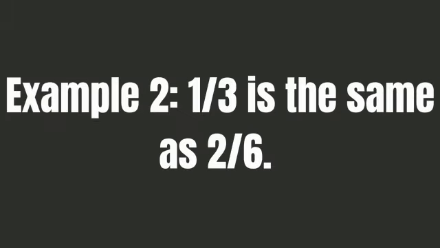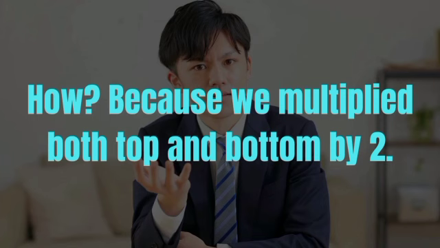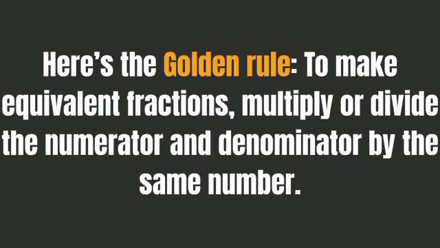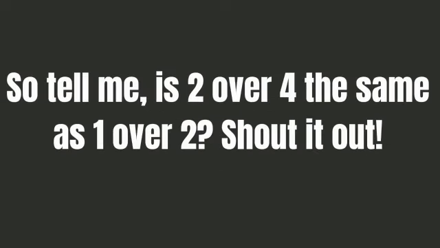Example 2. 1 over 3 is the same as 2 over 6. How? Because we multiplied both top and bottom by 2. Example 3. 3 over 5 is the same as 6 over 10. Multiply both top and bottom by 2 again. Here's the golden rule. To make equivalent fractions, multiply or divide the numerator and denominator by the same number.